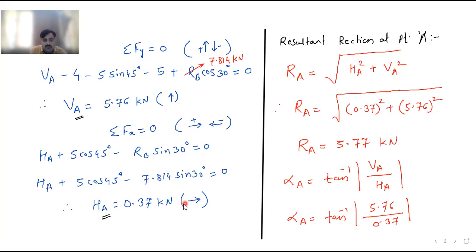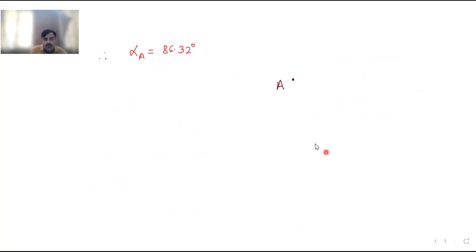What is the direction of HA? It is towards right. What is its value? 0.37 kilonewton. So here I can draw HA like this. See, this is my HA, and the value of HA is equal to 0.37 kilonewton.